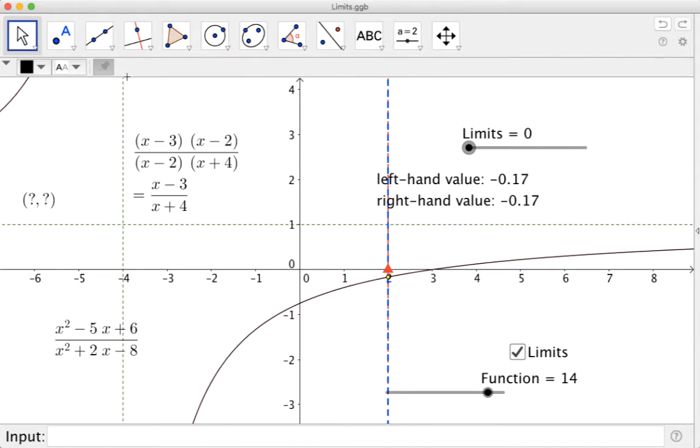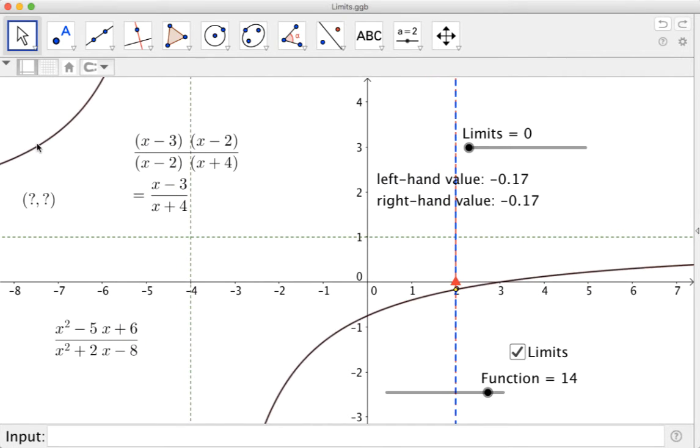Notice also that we have vertical and horizontal asymptotes here. That means as x approaches positive infinity, f(x) will be approaching 1 from below. As x approaches negative infinity, the value of f(x) will be approaching positive 1, but from above.